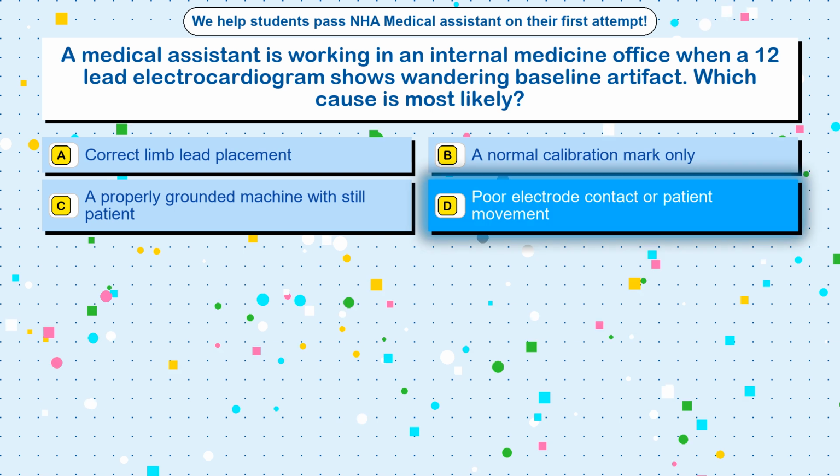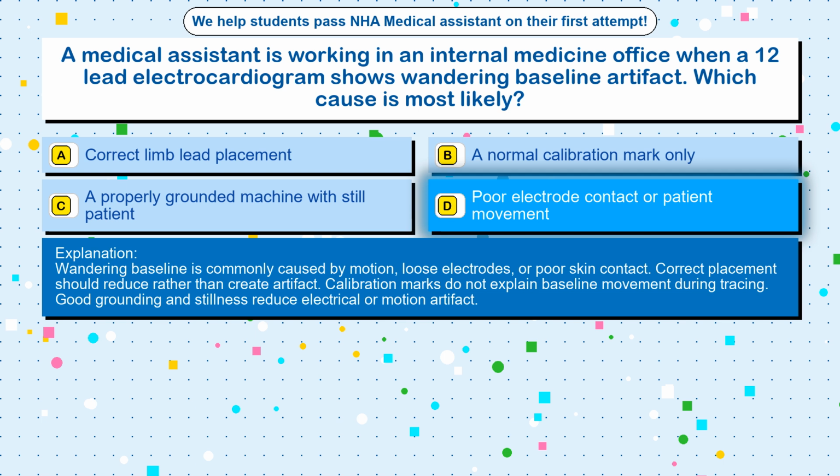The correct answer is option D. Poor electrode contact or patient movement. Wandering baseline is commonly caused by motion, loose electrodes, or poor skin contact. Correct placement should reduce rather than create artifact. Calibration marks do not explain baseline movement during tracing. Good grounding and stillness reduce electrical or motion artifact.